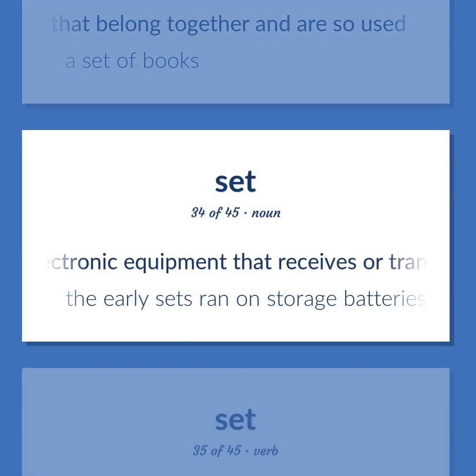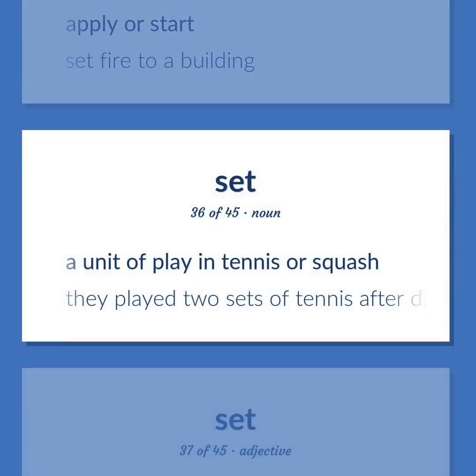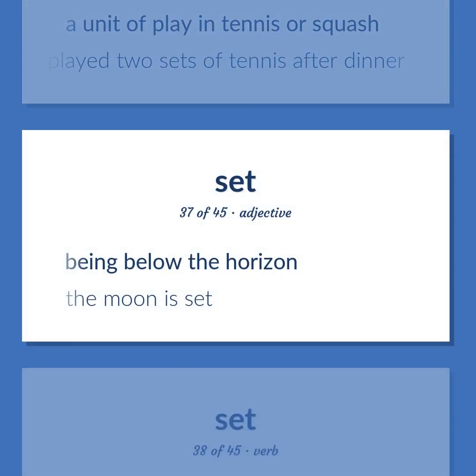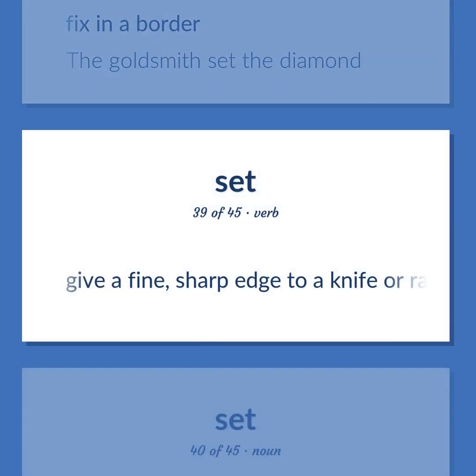Any electronic equipment that receives or transmits radio or TV signals. The early sets ran on storage batteries. Apply or start. Set fire to a building. A unit of play in tennis or squash. They played 2 sets of tennis after dinner. Being below the horizon. The moon is set. Fix in a border. The goldsmith set the diamond. Give a fine, sharp edge to a knife or razor.